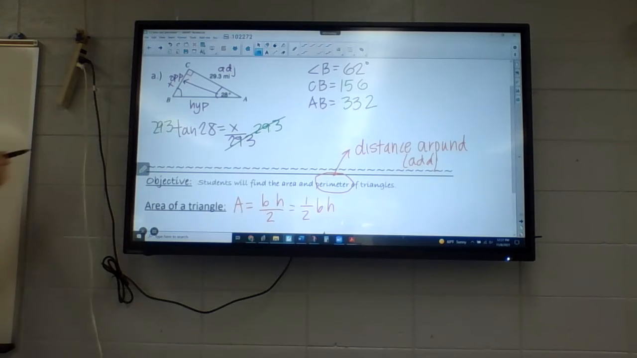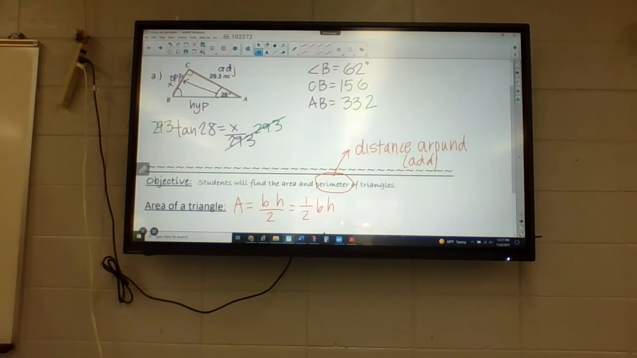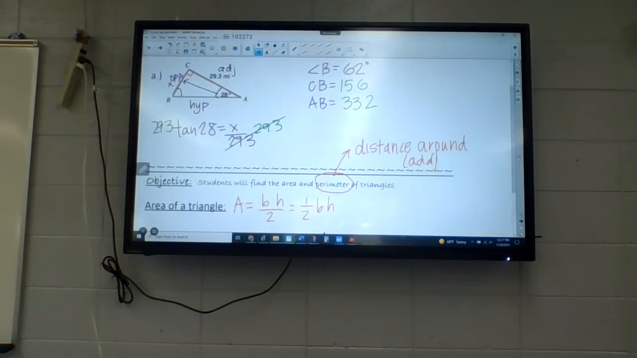The adjacent, the opposite. So the base and height, although that's not the way we think of base and height typically, how did she know that was the base and height? Yeah, it's that little right angle. The right angle determines where the base and height show up.